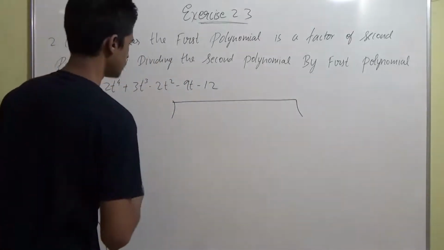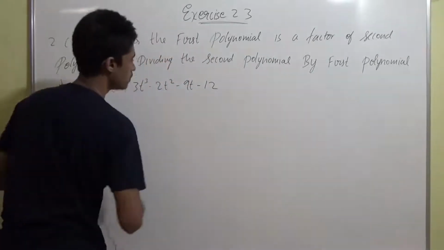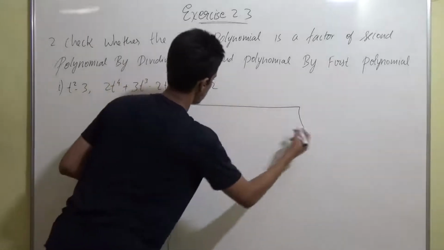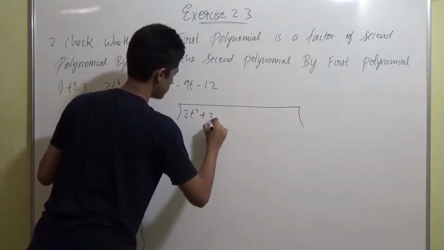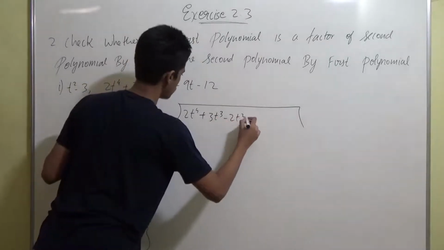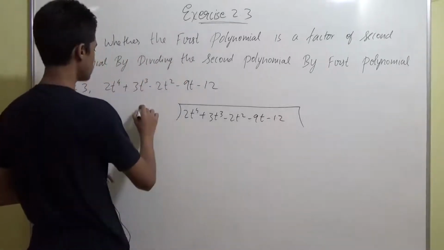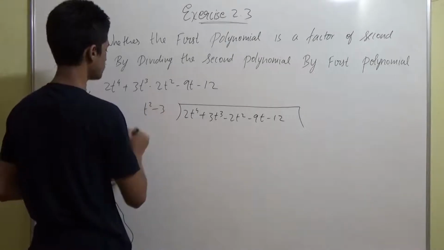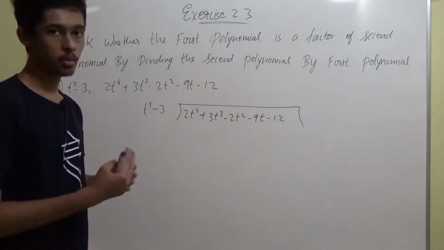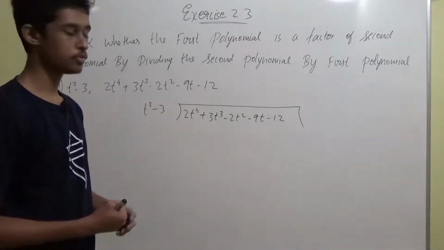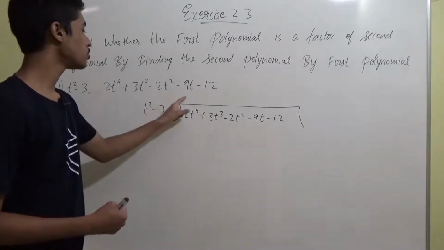I'll write it a bit down here. Plus 3t cube minus 2t square minus 9t minus 12 divided by t square minus 3. So t square multiplied by what is going to give us 2t to the power 4? There's no number here, which means you have to get 2. So here 2 is going to come.